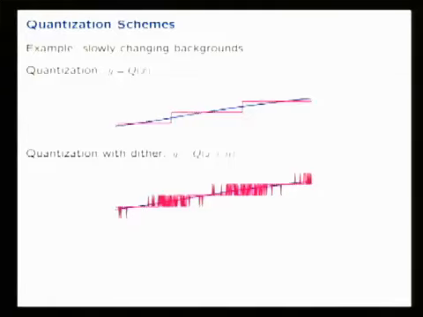Then if I add dither, I can think about this transformation from blue to red as being y equals q of x. So x is the blue line, q of x is the red line. Down here, what I've done is I've taken x and added noise to it. Then I ran it through the same quantizer. And you can see that I've broken up the bands, but I've added a bunch of noise.